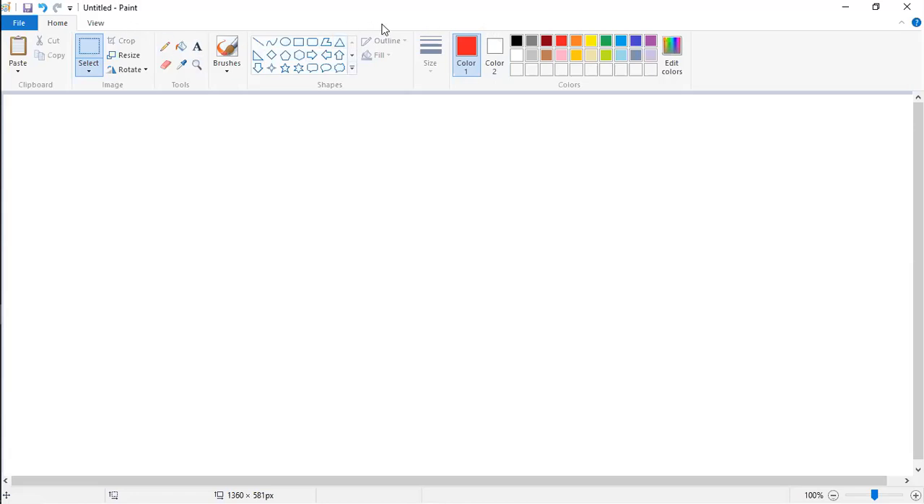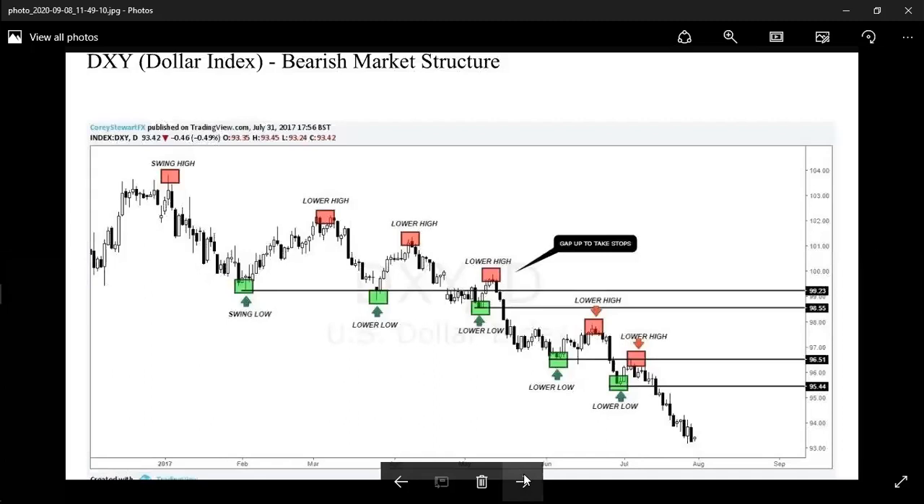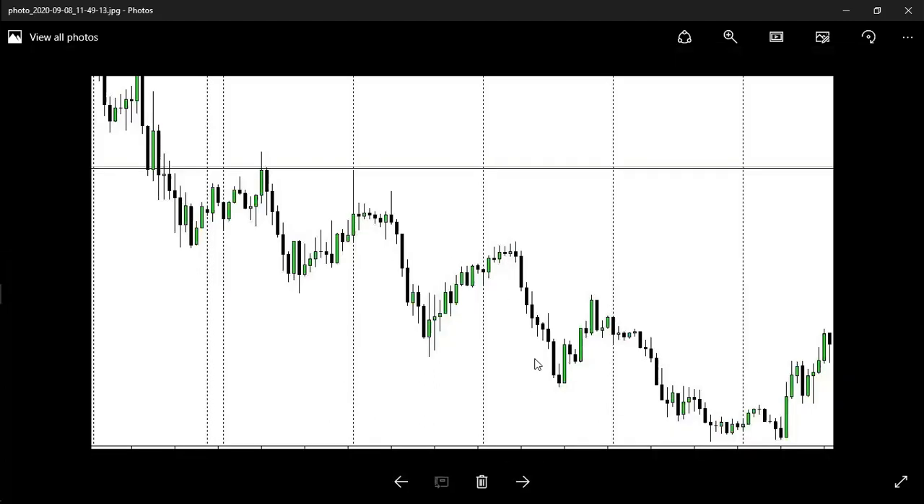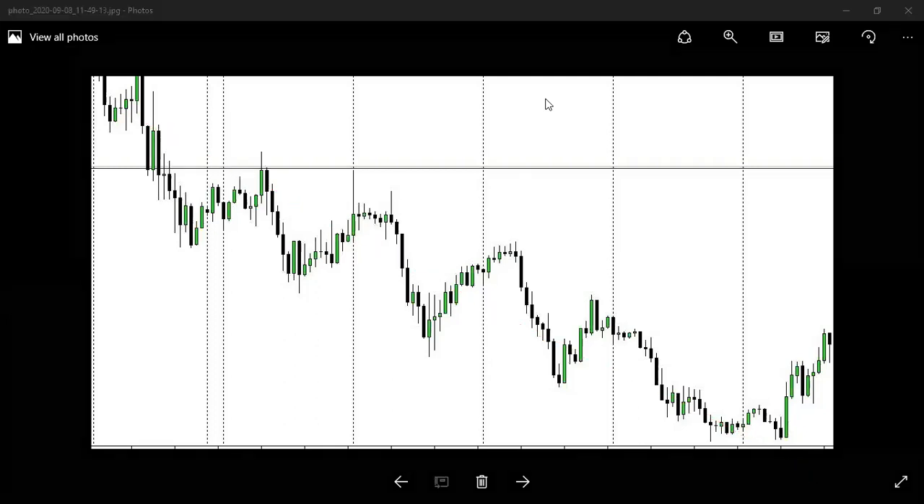The other question was about premium and discount, right? In a downtrend. So let me go to the picture here. I have a clear picture here. This one, I think, will be easy to explain. Right, so we have a downtrend here, as you can see.